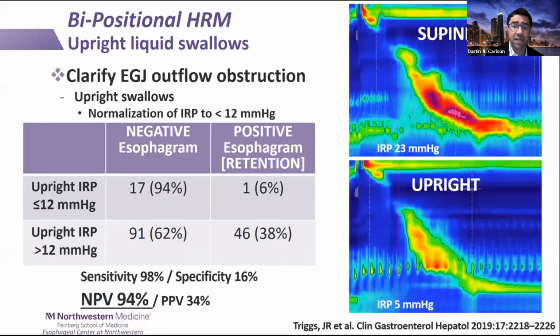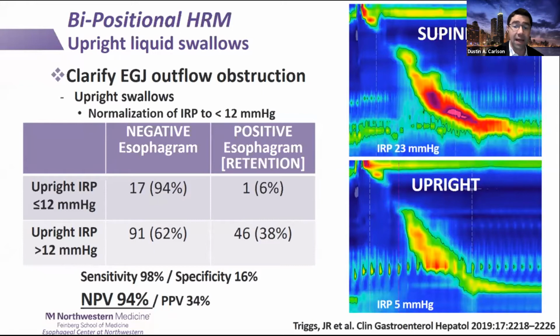First is simply utilization of multiple patient positions, performing bipositional high resolution manometry. Doing so can potentially correct some of the position or angulation of the HRM catheter as it passes through the esophagogastric junction. And this is really important as it can help offset some of this pressure artifact that can create a misleadingly elevated IRP.